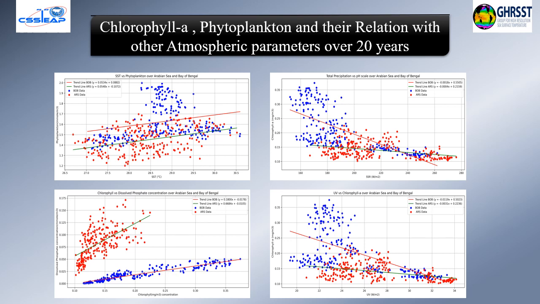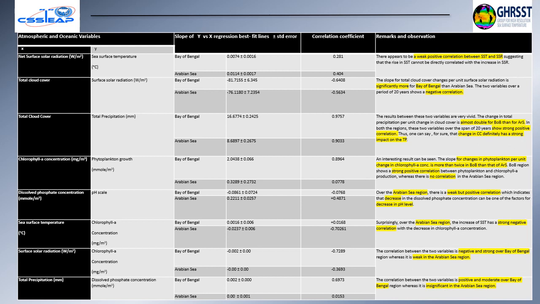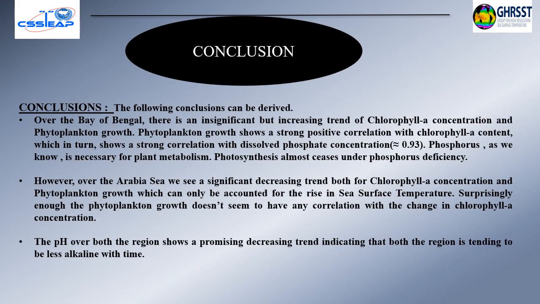So here is a table. It's a tabular format in which we have summed up the results. Some of the results are highlighted here, and the summary of this can be seen from this one. The conclusion that we can draw from all of the studies is that over the Bay of Bengal, there is an insignificant but decreasing trend of chlorophyll A concentration and phytoplankton growth.